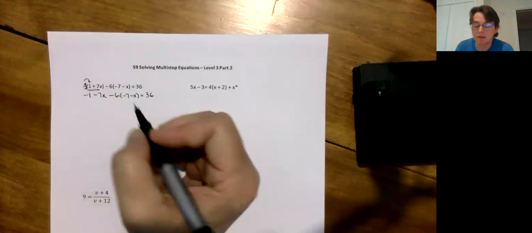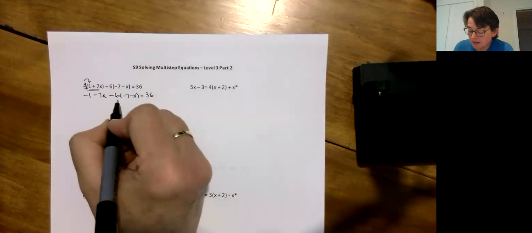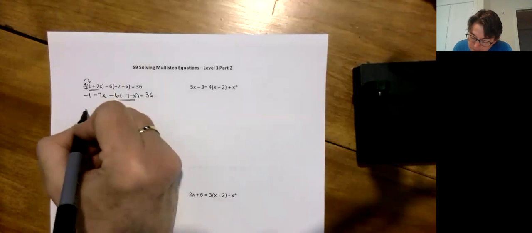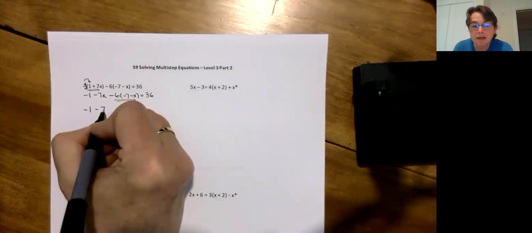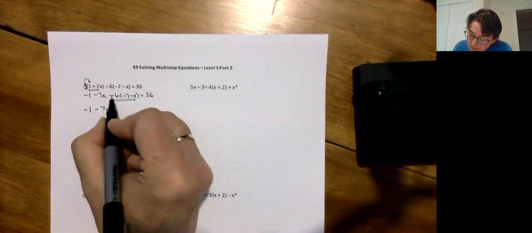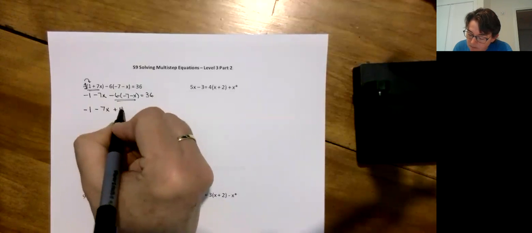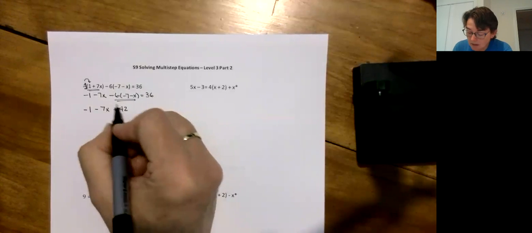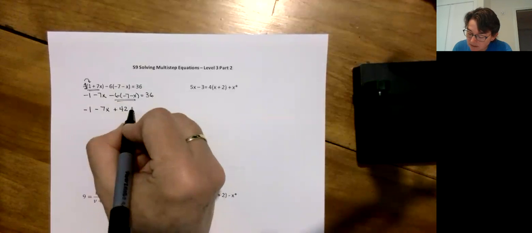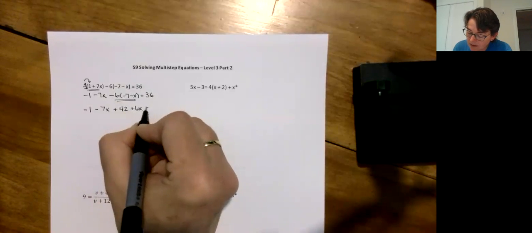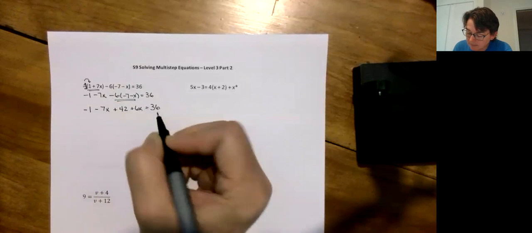I'm going to do one step at a time. Now that part's done, so now I'm going to do the multiplication here. -1 minus 7x minus 6 times -7 is plus 42. And -6 times -x is plus 6x is equal to 36.